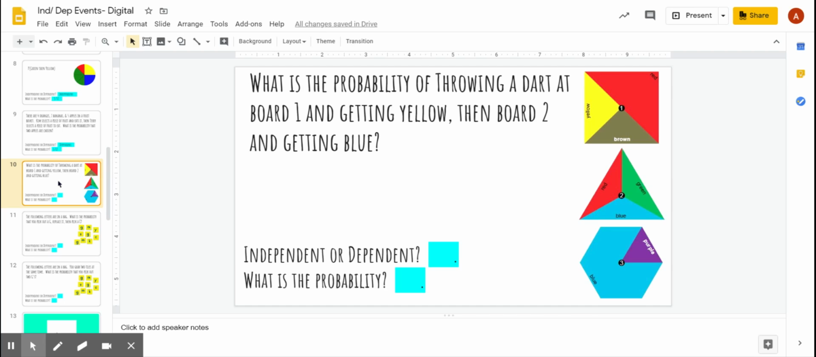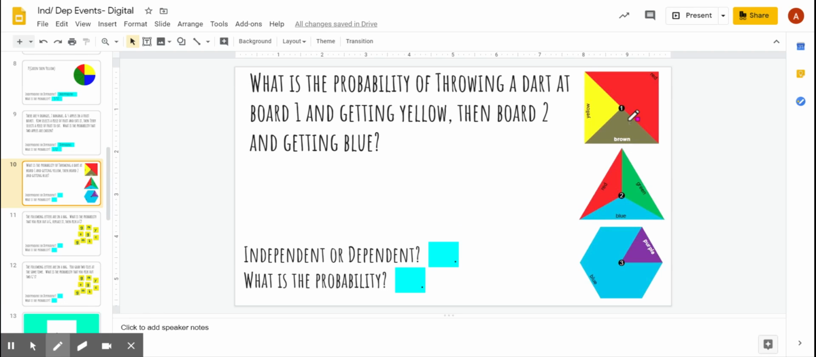So what is the probability of throwing a dart at board 1 and getting yellow, then board 2 and getting blue? Okay, so here's what's a little tricky about this one. They're not cut up evenly. So that is what I'm going to show you, is how to kind of do this.